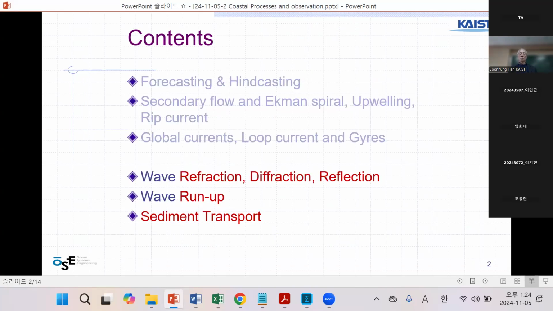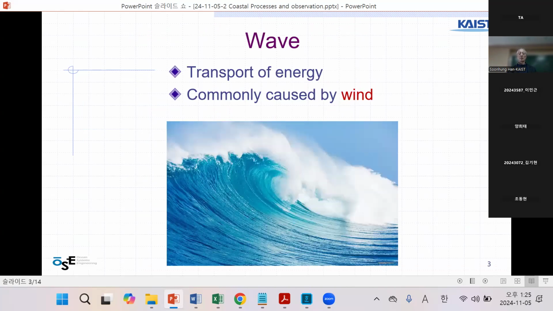So I try to explain about wave reflection, refraction, very similar, some different phenomena of wave, and then wave runoff, sediment transport. Wave is a transport of energy. This comes mainly from wind. Right? Sometimes there's an earthquake. It gives us a type of wave.